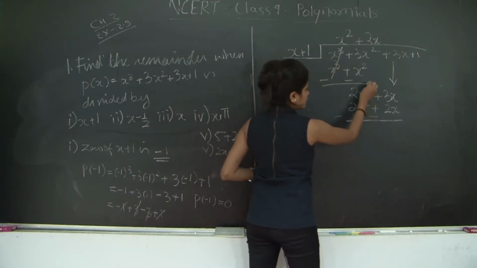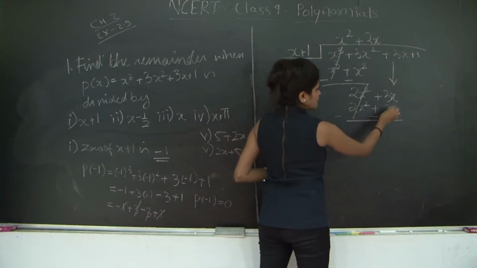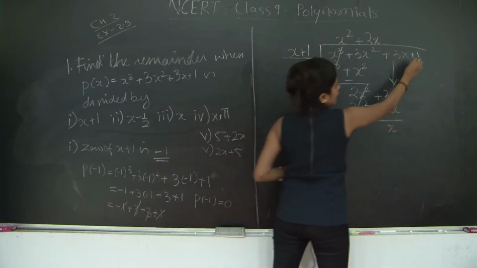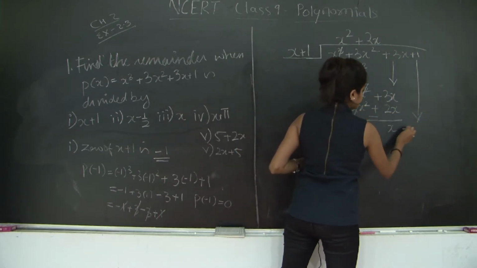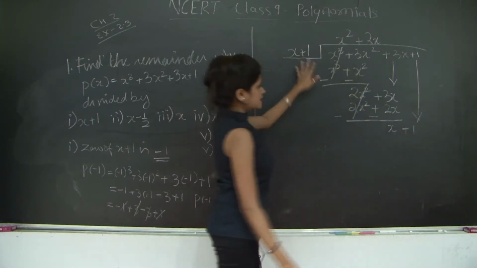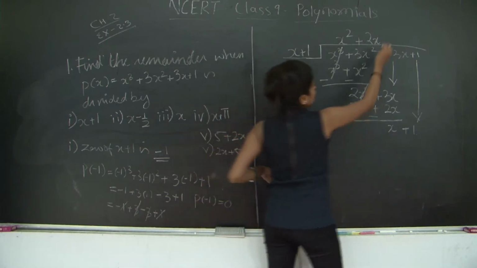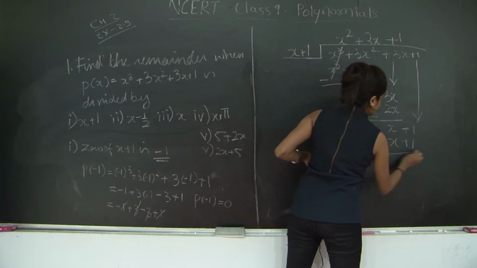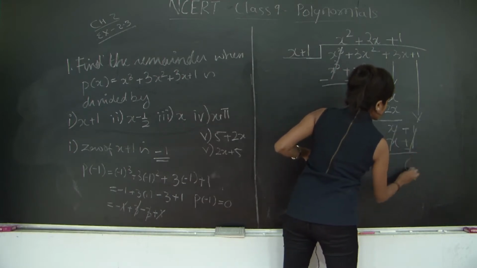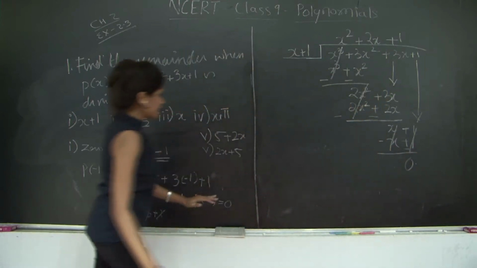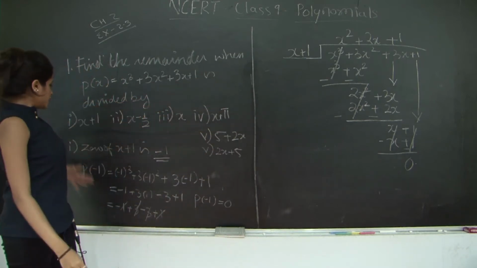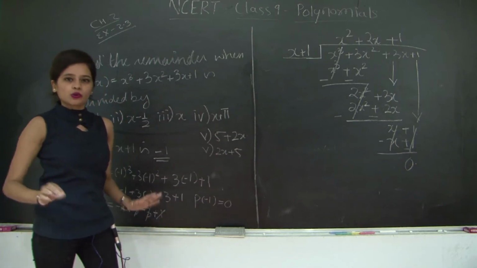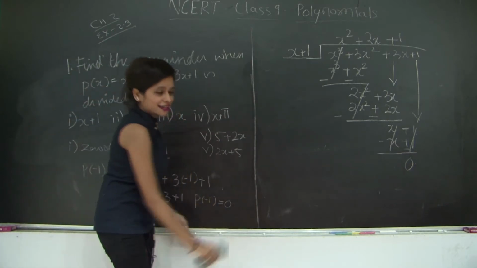Subtract, subtract, cancels out. 3x minus 2x is x or 1x, and I get down 1. X plus 1. X plus 1 into what gives me x plus 1? Into 1 gives me x plus 1. So my remainder is 0. So in both cases, whether you are solving by the remainder theorem or by the long division method, you are getting the same remainder. So you are verified that your answer is correct.